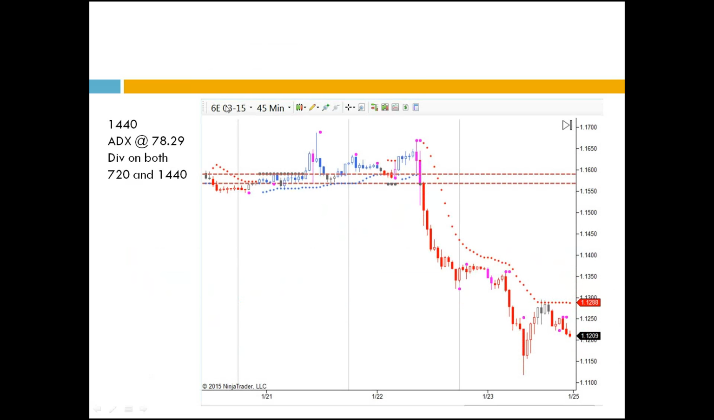Okay, this is on the euro. Now, the euro, again, the FDAX is at 78. You have not had a magenta peak, but you are registering divergence on both the 1440 and the 720. Normally before the market starts to retrace, you get the divergence, and then the magenta peak comes in. So this is one I'm going to be watching tonight and tomorrow. It may take until Tuesday, but it will be coming in.